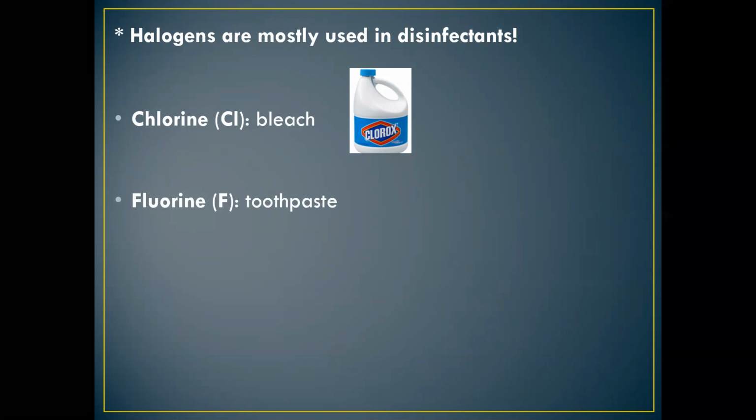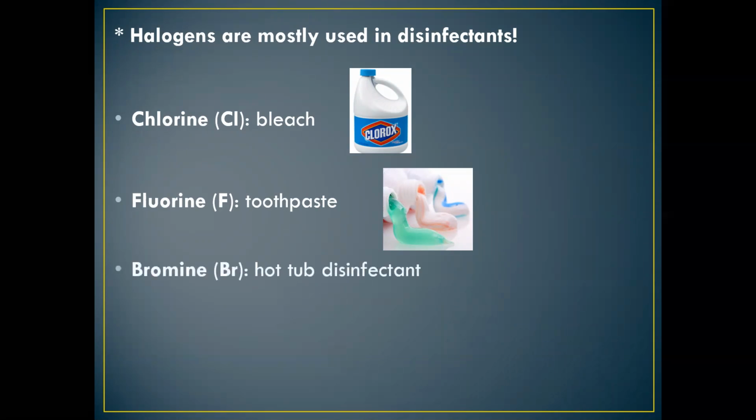Fluorine is found in toothpaste. So when you were younger, maybe you got a fluoride pill, or maybe your water is treated with fluoride. That comes from fluorine. Fluoride helps to protect your teeth and to prevent cavities.